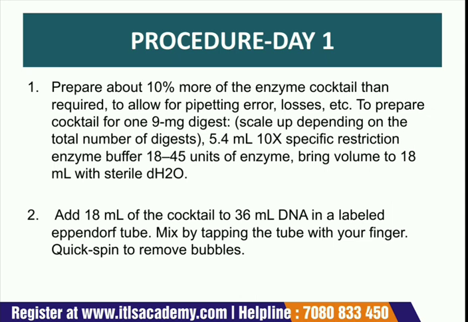Prepare about 10% more of the enzyme cocktail than required to allow for pipetting error. We always take the concentration of the DNA or substance more than required, just to avoid pipetting errors, losses, etc. To prepare cocktail for one 9 mg digest, scale up depending upon the total number of digests: 5.4 ml 10x specific restriction enzyme buffer, 18 to 45 units of the enzyme. Now bring volume to 18 ml with sterile DH2O.